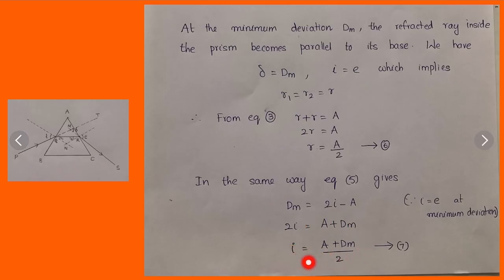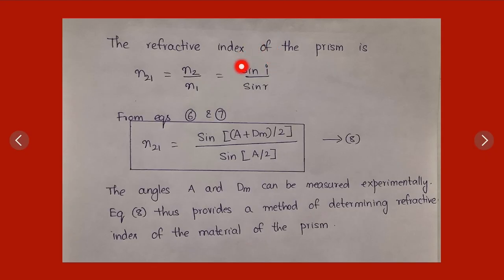Sin i is equal to sin (A plus Dm) by 2. And what is r? r is equal to A by 2. i is equal to (A plus Dm) by 2. So, in place of i I have substituted (A plus Dm) by 2, and in place of r, I have substituted A by 2.